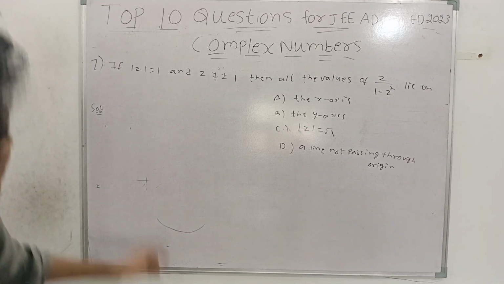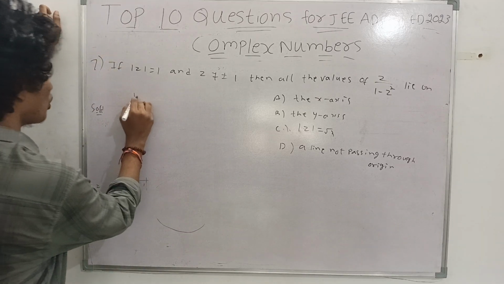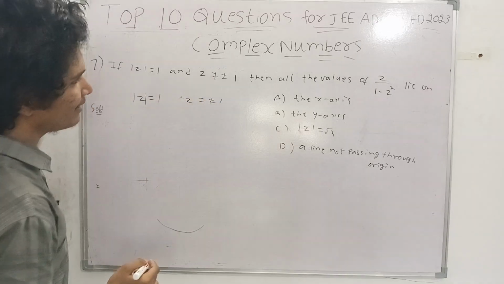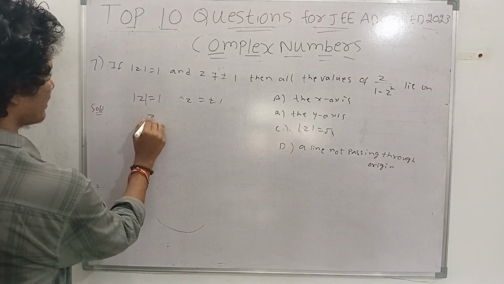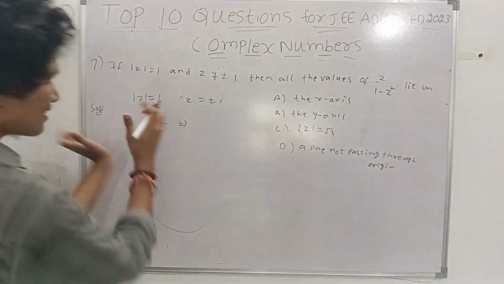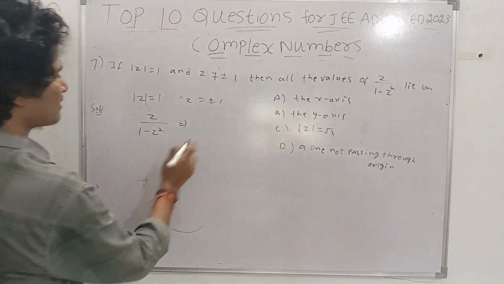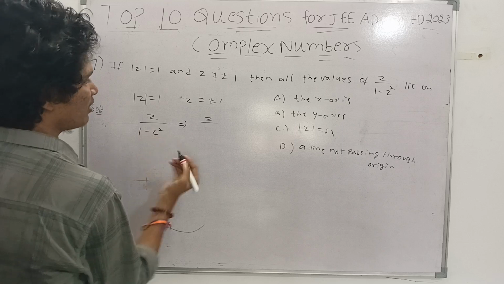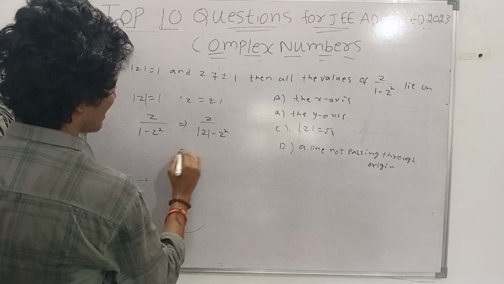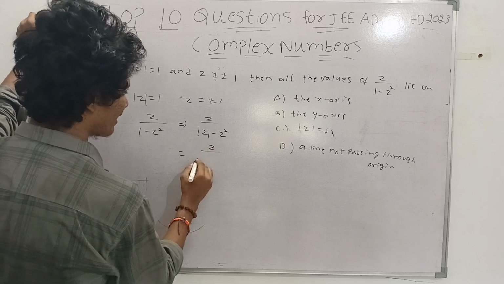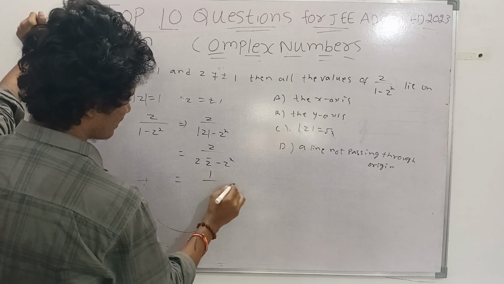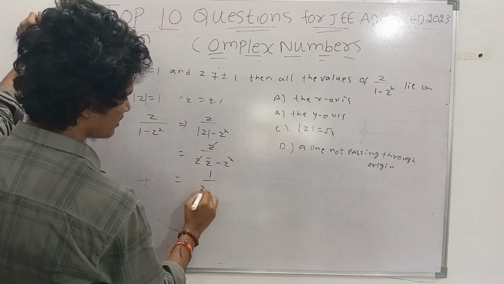Now listen guys, this is the 7th question. If mod z equal to 1 and z is not equal to plus or minus 1, they have given. Then all the values of z divided by 1 minus z square will lie where? If you observe carefully, here they have given mod z equal to 1, so we can replace 1 with mod z: z divided by mod z minus z square. Again, mod z we can write as z into z bar, so z divided by z z bar minus z square. If I take z common, z will be cancelled, leaving z bar minus z.